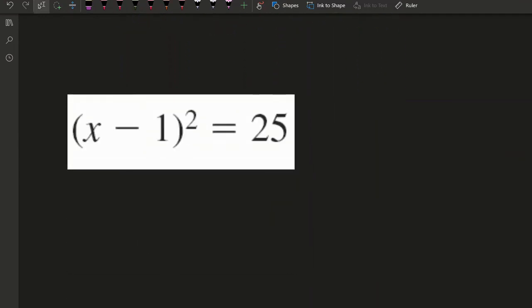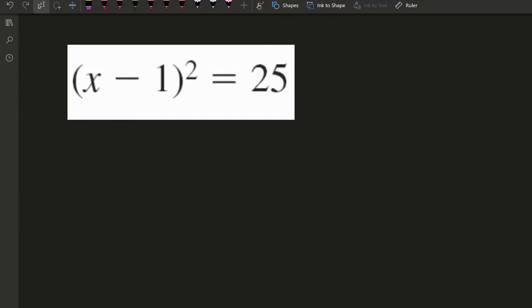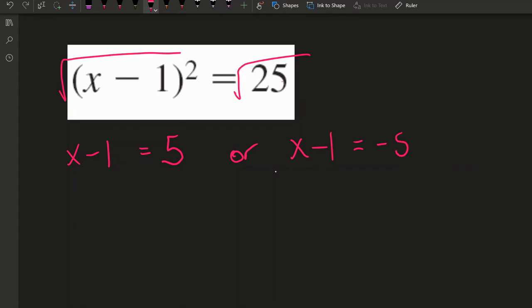Okay, let's try a slightly more complicated one. Now this one's a little bit different because there's an x minus 1 in parentheses, and then that gets squared. So what I'm going to have to do here is I will square root this first, and I will get x minus 1 is the square root of 25 is 5, or x minus 1 could be -5. What I can do from here is just solve like an old Algebra 1 problem. We'll just add 1 to both sides and get x is equal to 6. We'll add 1 to both sides here and get x is equal to -4. And there's my two solutions.